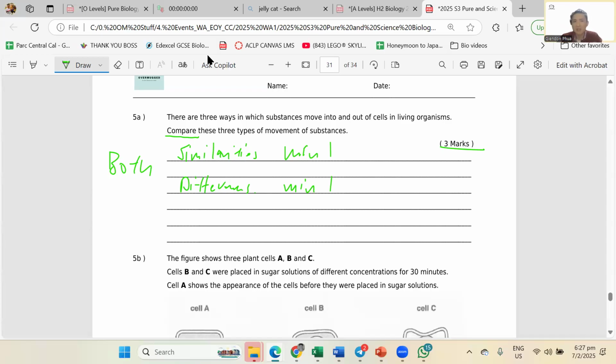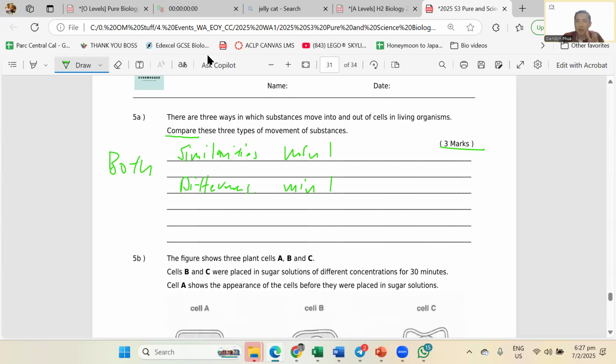Then what are the differences? Active transport and osmosis need a cell surface membrane. Diffusion doesn't need. What's different between osmosis and diffusion? And difference between active transport, osmosis, and diffusion. Active transport requires energy. The other two don't need. Active transport is against the concentration gradient. The other two is along a concentration gradient.